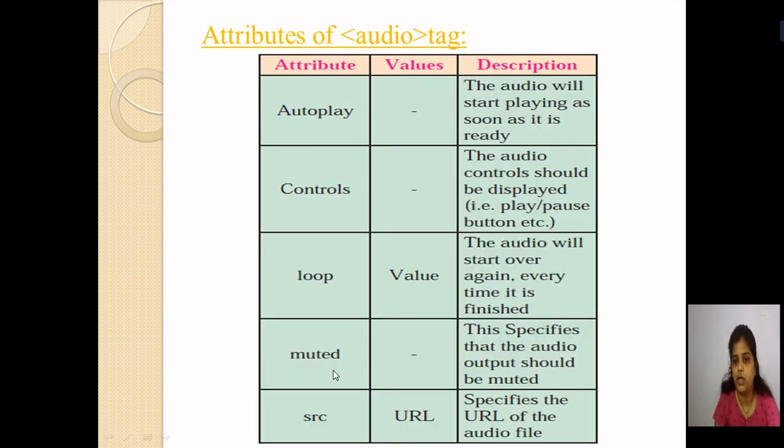The next attribute is muted. Muted is used to specify whether your output should be muted or not. If you want to mute your output, you have to specify the attribute muted. The next is src. src is used to mention the file where it is located. The URL of the file will be written in src. So these are the different attributes used in the audio tag. Now we will see an example of the audio tag in the next lecture. So remember the different attributes of the audio tag.